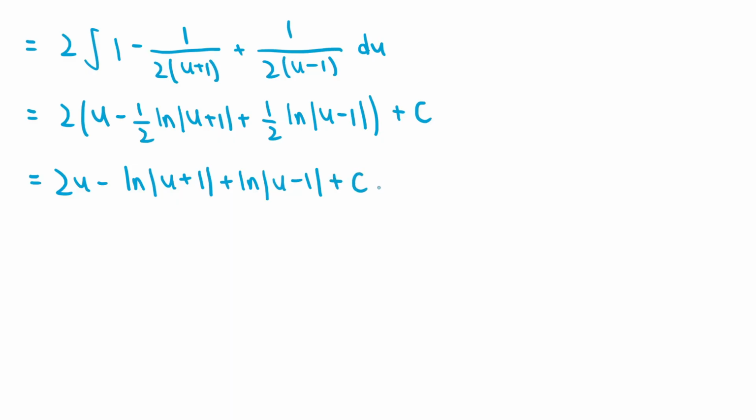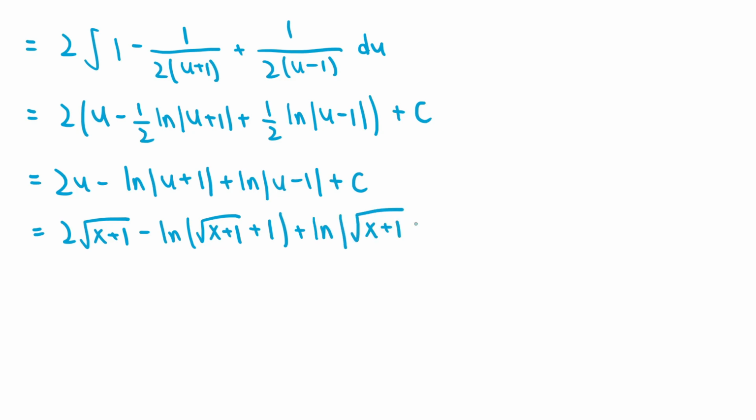And recall how we substituted with u equals the square root of x plus 1. So if we substitute that back in for the u, this becomes 2 times the square root of x plus 1 minus ln of the square root of x plus 1 plus 1 plus ln of the absolute value of square root of x plus 1 minus 1 plus c. And notice how we don't need the absolute value around square root of x plus 1 plus 1 inside the logarithm because the expression is always positive, so the absolute value becomes redundant.